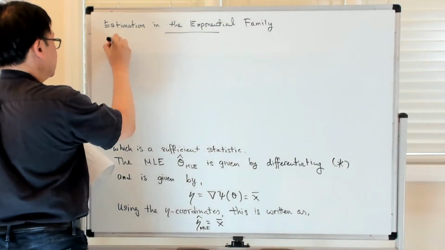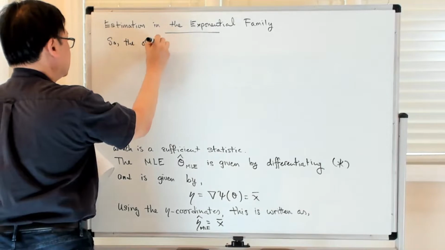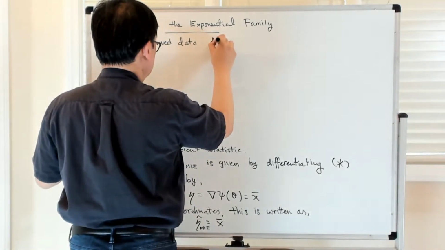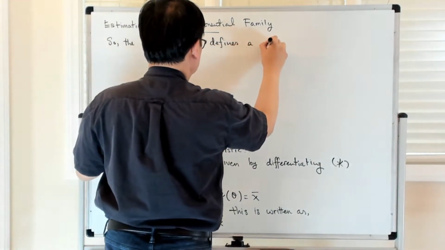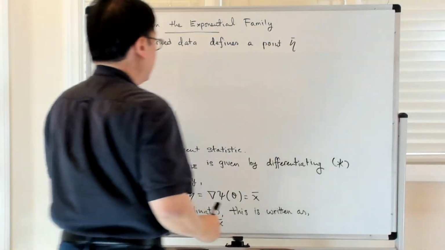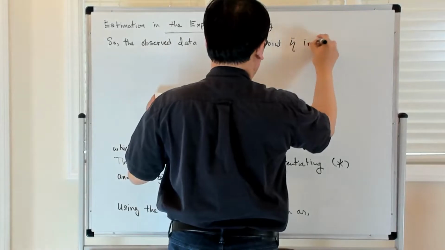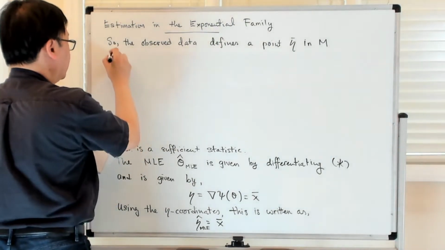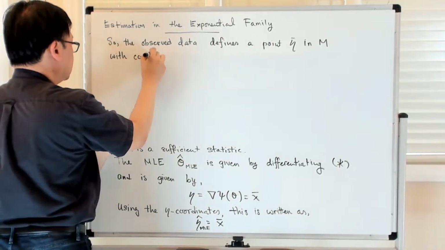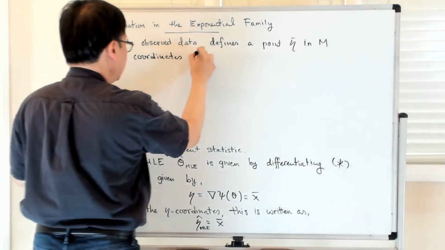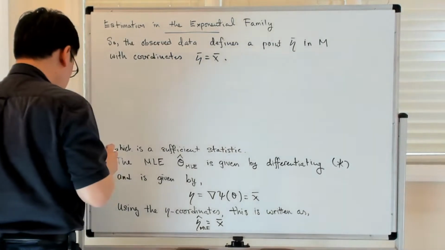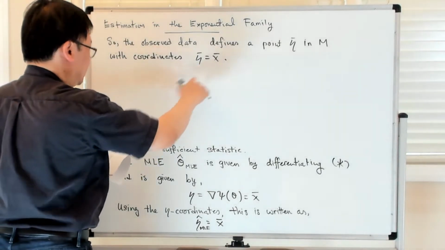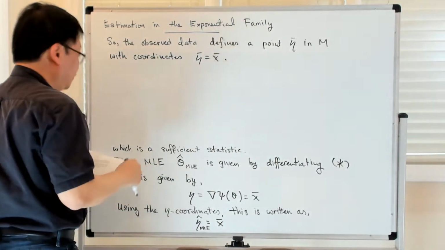So what happens is that the observed data defines a point eta bar in M, with coordinates eta bar equal to x bar. And this is the observed point from the data.